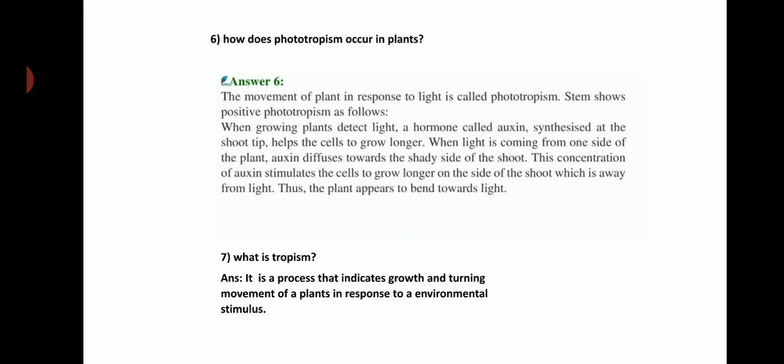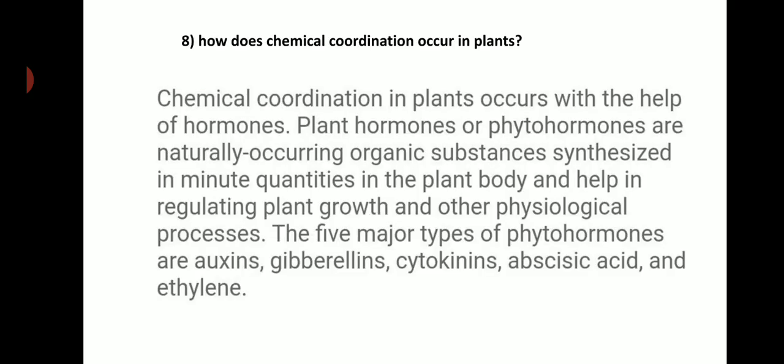The next one, what is tropism? It is a process that indicates growth and turning movement of plant in response to an environmental stimulus like geotropism, phototropism, hydrotropism. There is one more, chemotropism. So what is chemotropism? You have learnt about reproduction in plants in earlier classes. In that the pollen that falls on the stigma further moves towards the ovule through a pollen tube, right? So when they move towards the ovule, the pollen tube grows. This is called chemotropism.